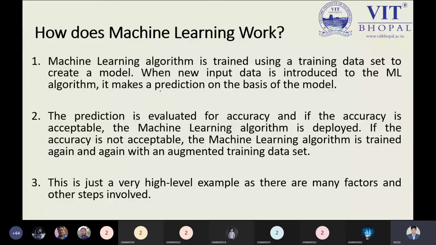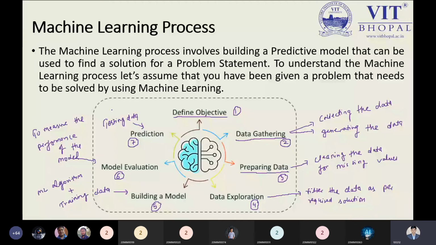So how does machine learning work? I'm reading the first step, then the second and third. Please listen carefully. A machine learning model is trained using the training data we have discussed, to create a model. When new input data is introduced, the machine learning algorithm is applied, at the time of testing data. There's no guarantee we will use only the testing data. We can also apply new data in the prediction. Yes, that is also possible.